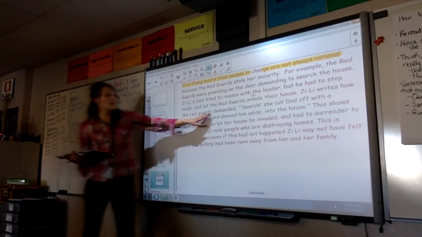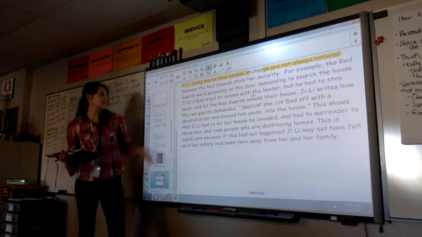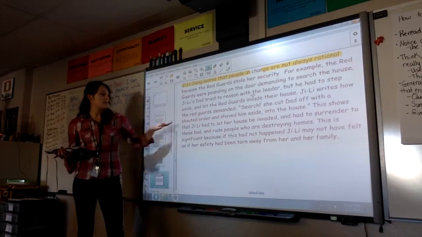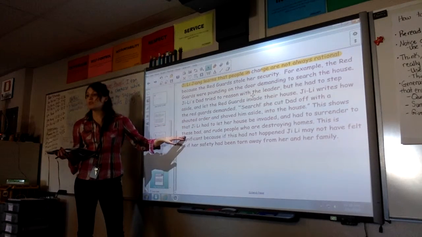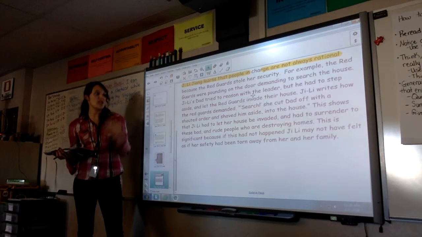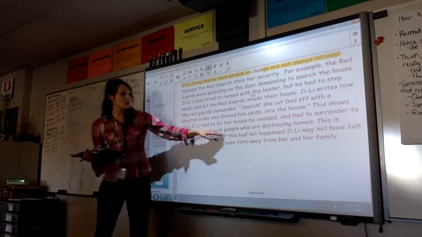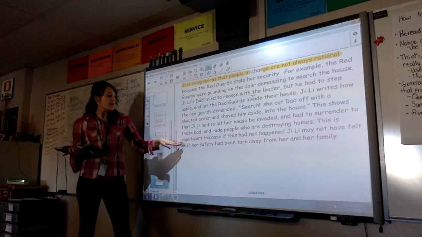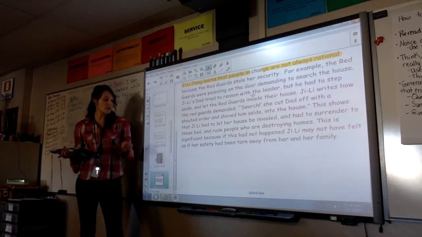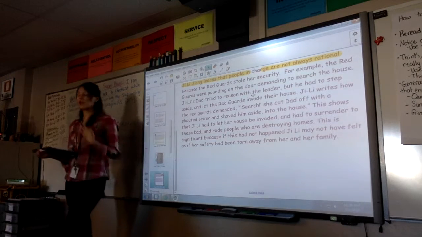Then I give my quote. Jiling writes how the Red Guards demanded, search! She cut off Dad with a shouted order and shoved him aside into the house. Then she explains why she used the quote. This shows that Jiling had to let her house be invaded and she had to surrender to these bad and rude people who are destroying homes. This is significant because if it had not happened, Jiling may not have felt as if her safety had been torn away from her and her family.